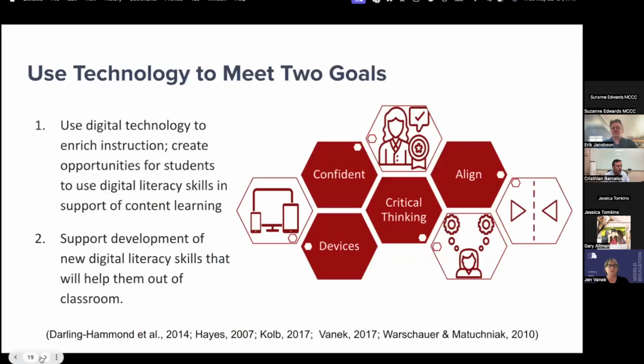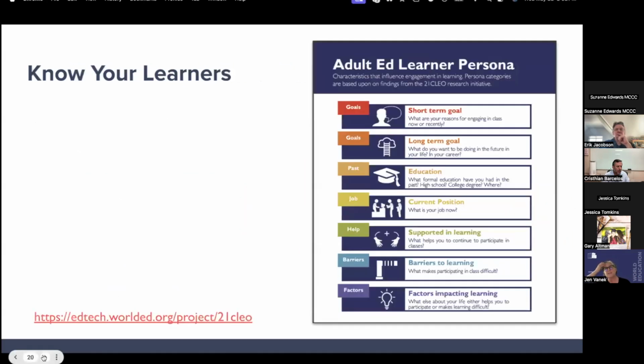Okay, so again, we're thinking about using technology to meet two goals. Generally, this is the way I like to think about it. We want to focus on using technology to enrich instruction. It's a great way to increase opportunities for learners to extend learning, to personalize learning, to offer opportunities for collaboration as students are learning. But it's also important as we're doing so that we support the new digital literacy skills that are going to help them use these technologies in the classroom. So there are a number of things that make it possible to do these two things simultaneously. The first is that you need to know your learners.